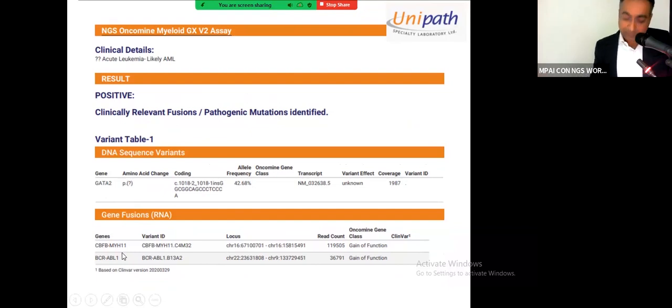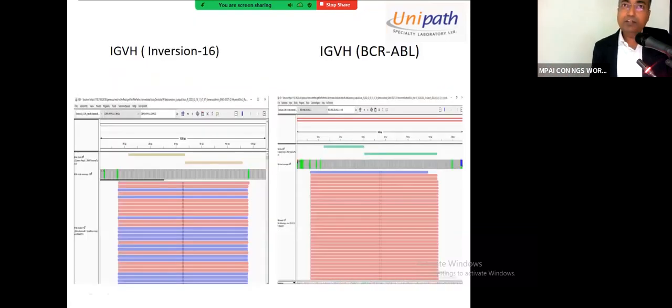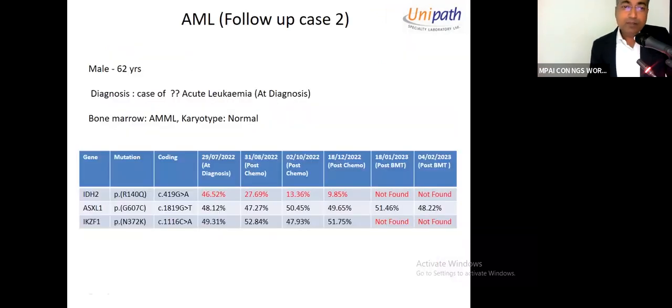But using this way, it helped you pick up quickly that this is a myeloid transformation, though this was being called as AML. And IGV, again, you need to look at IGV to confirm your findings, as Toral had shown.